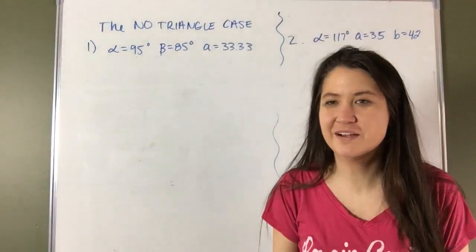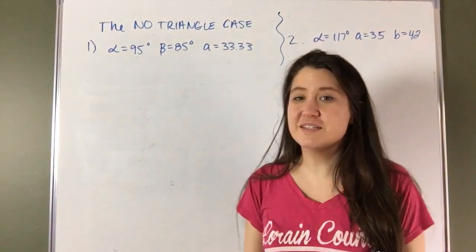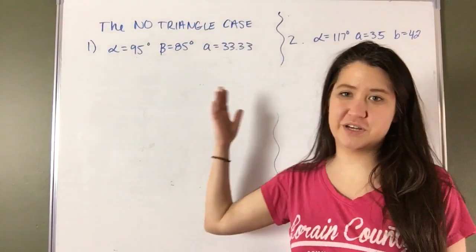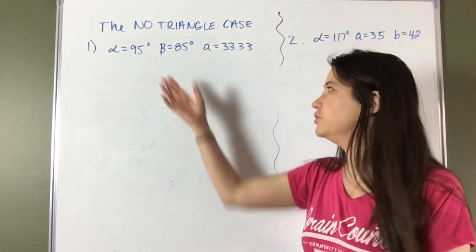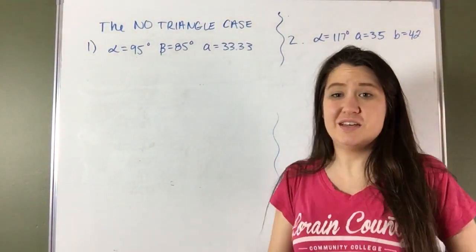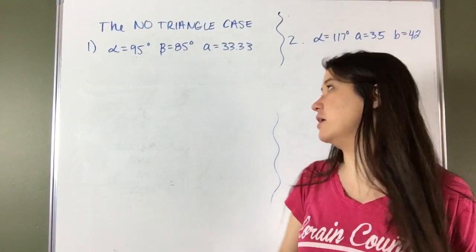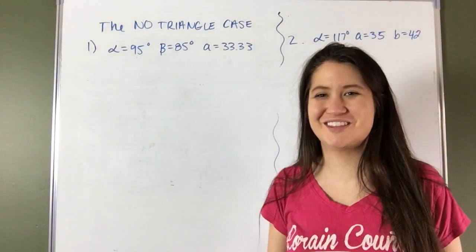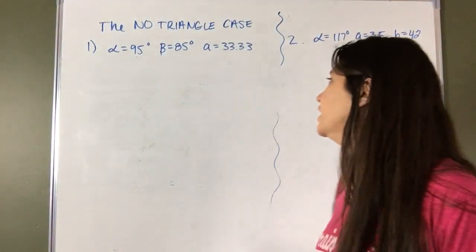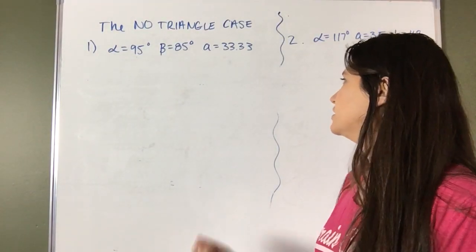Hey everyone, I'm back. We're talking about the law of sines still, but we're going to talk about the no triangle case. For these problems, they'll give you the information and say, if it forms a triangle, figure it out. Sometimes the answer is just that there is no triangle. And these are two of those cases.